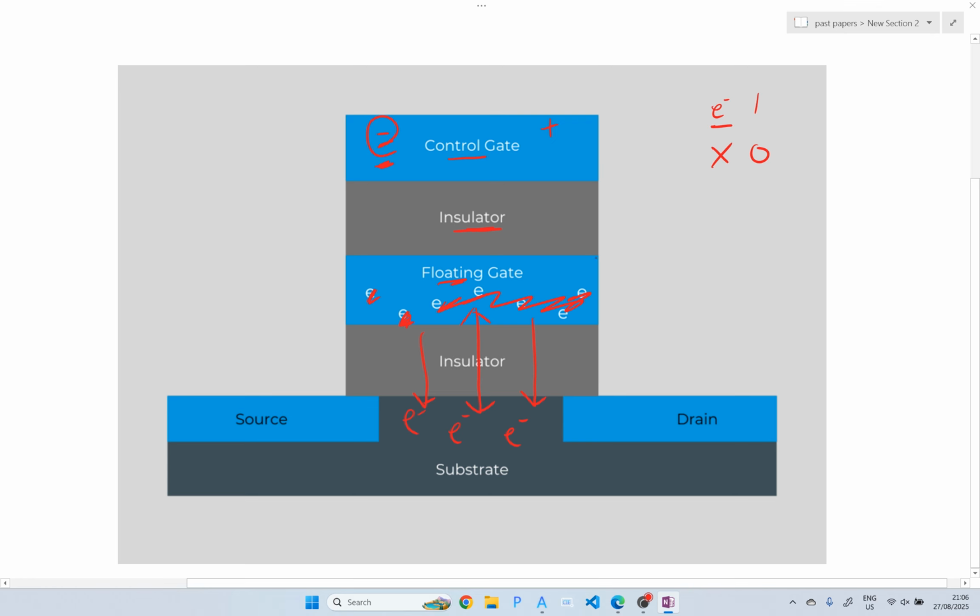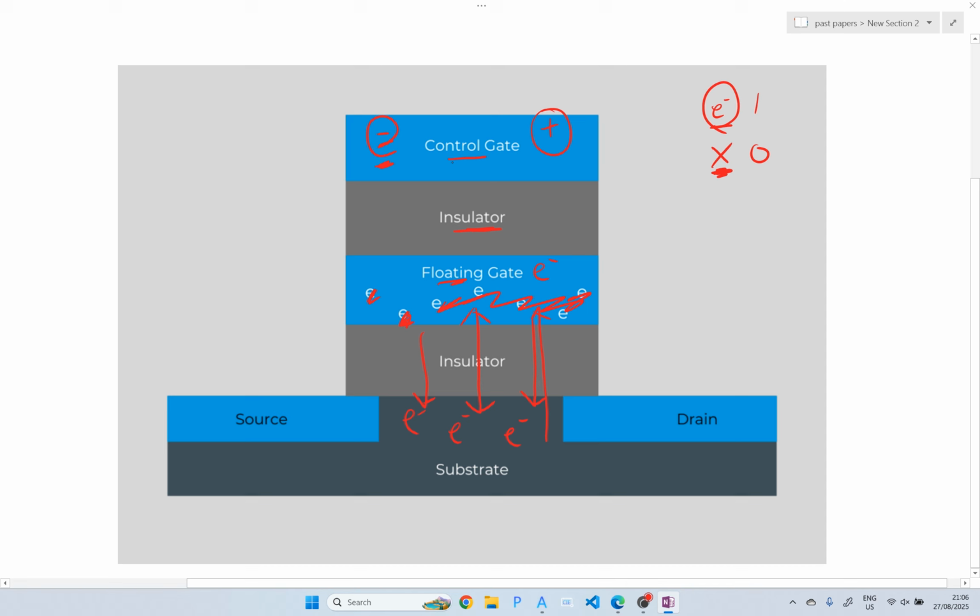Now, if we want to do the opposite, if we want to go from no electrons in the floating gate to some electrons in the floating gate, then we can apply a positive charge to the control gate, because a positive charge is going to attract these electrons back up. And now the electrons are going to be back here in the floating gate. Hopefully that makes sense.